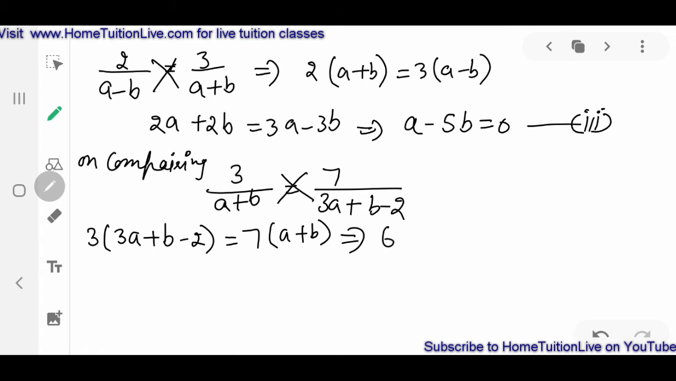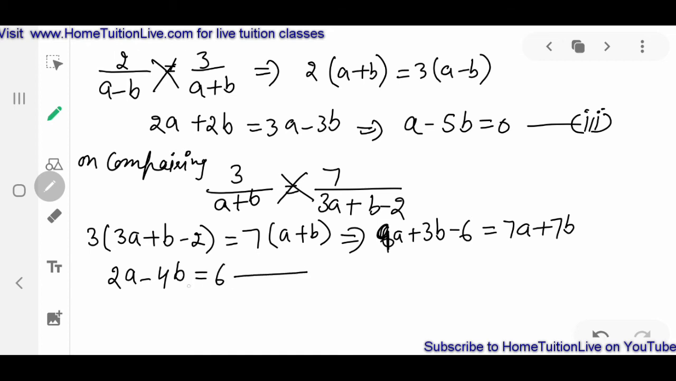Now this is 9a plus 3b minus 6 equals 7a plus 7b. So this is 2a minus 3b minus 7b, that is minus 4b, equals 6. You can take 2 common. So a minus 2b equals 3. This is our fourth equation. Now we will find the values of a and b with the help of equations 3 and 4.